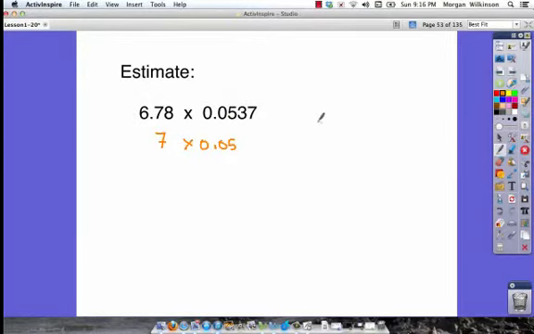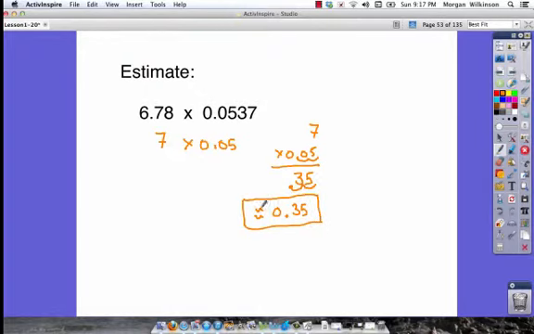So 7 times 0.05. 7, and we'll multiply it times 0.05. 7 times 5 is 35. We know we've got to move that decimal over 1, 2 times. So we get an answer of 0.35. Our answer is going to be about equal to 0.35. That's our estimate. Squiggly equal signs mean about equal to.